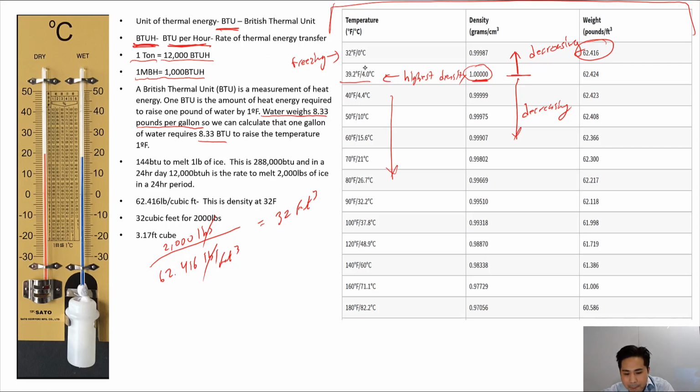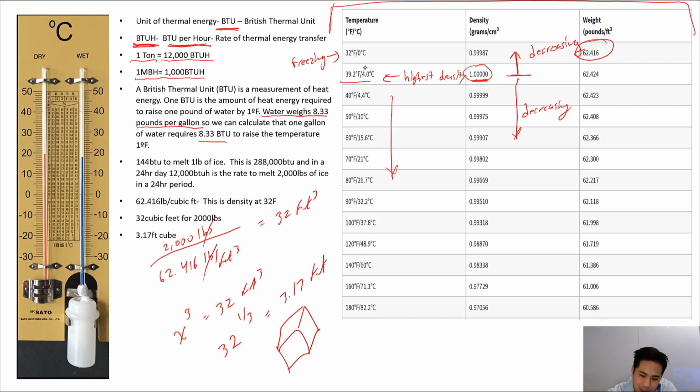And in a cube, if one side is denoted by x, you have x cubed equal to 32 cubic feet, which means x is 32 raised to the 1/3 power, and that equals 3.17 feet. So 1 ton of ice, or 2,000 pounds of ice, is approximately a cube that is 3 feet in length.